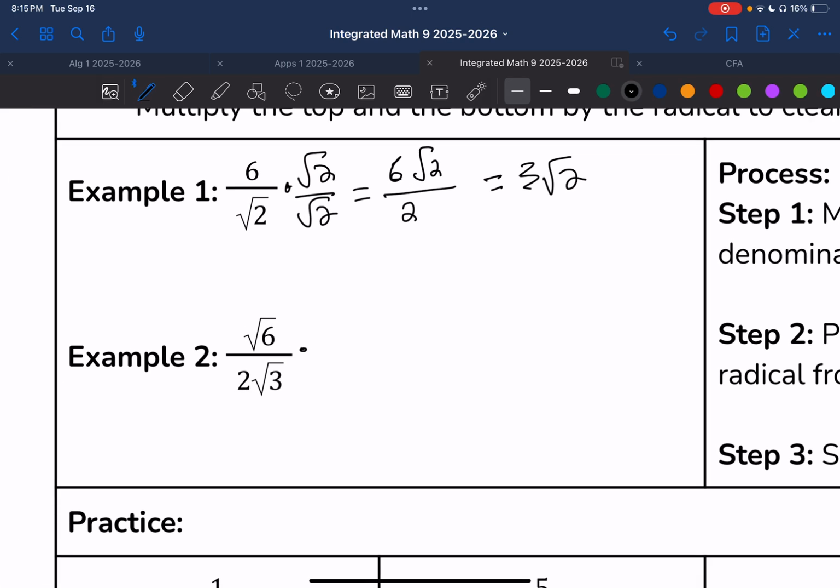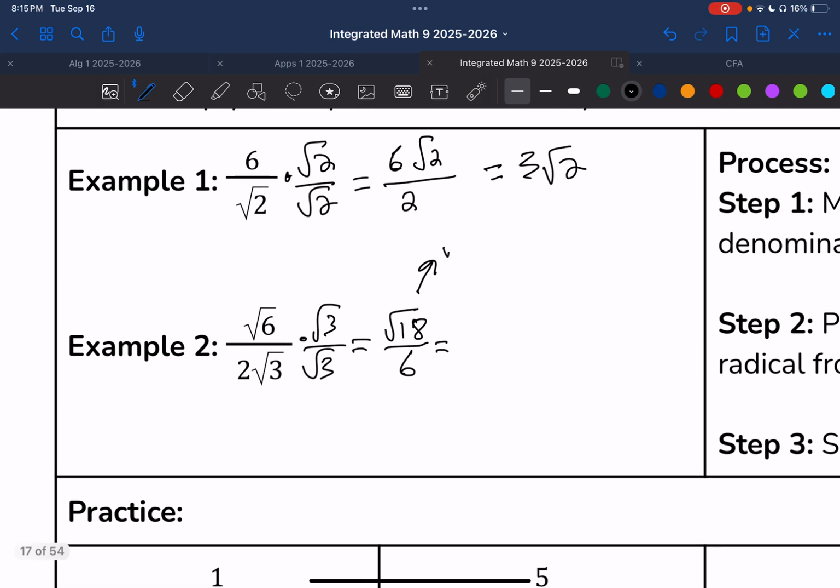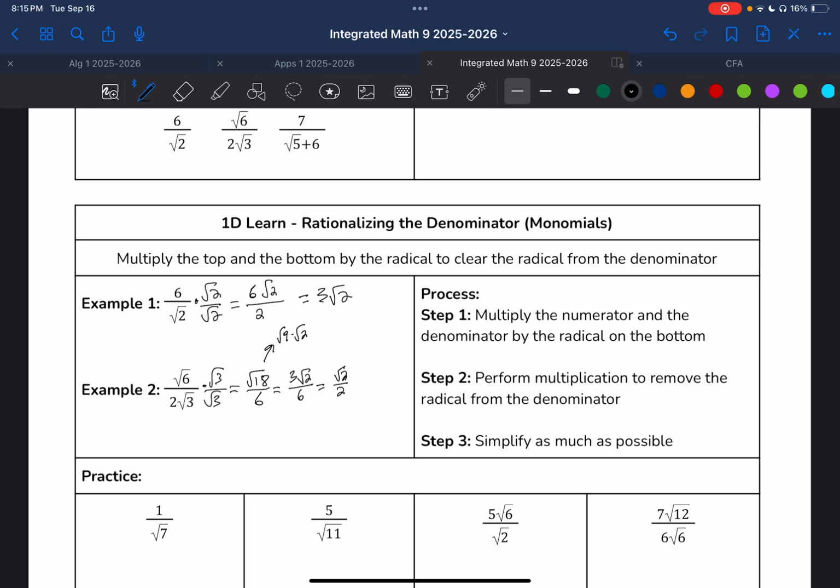Right, and if we do the same thing over here, we can get root 3 over root 3. Root 6 times root 3, we can write as root 18. 2 times root 3 times root 3, well, root 3 times root 3 is going to be 3, times a 2 is going to be 6. And we want to make sure we're simplifying all the way, so this root 18, we might recognize it as the square root of 9 times the square root of 2, which means that we can write it 3 times the square root of 2 over 6, which means we can simplify it to just be the square root of 2 over 2. Right? So that's kind of the goal when we're rationalizing denominators.